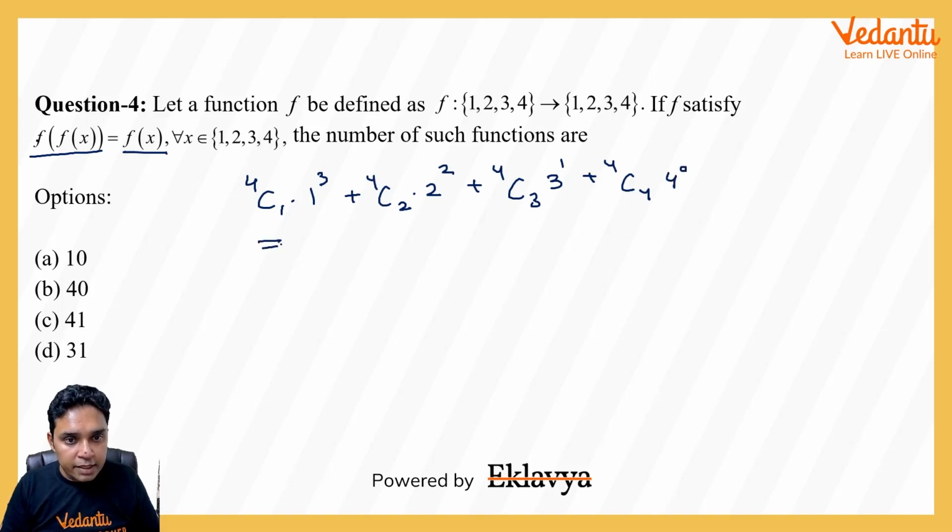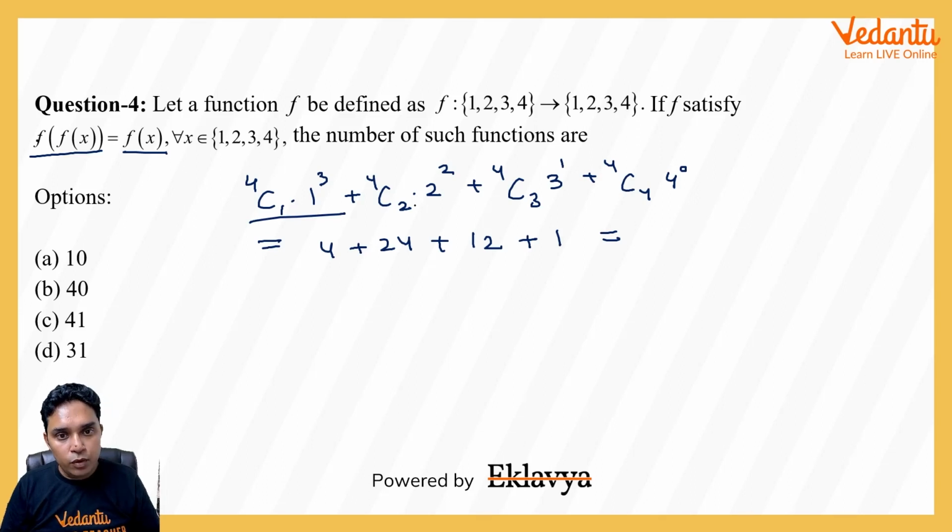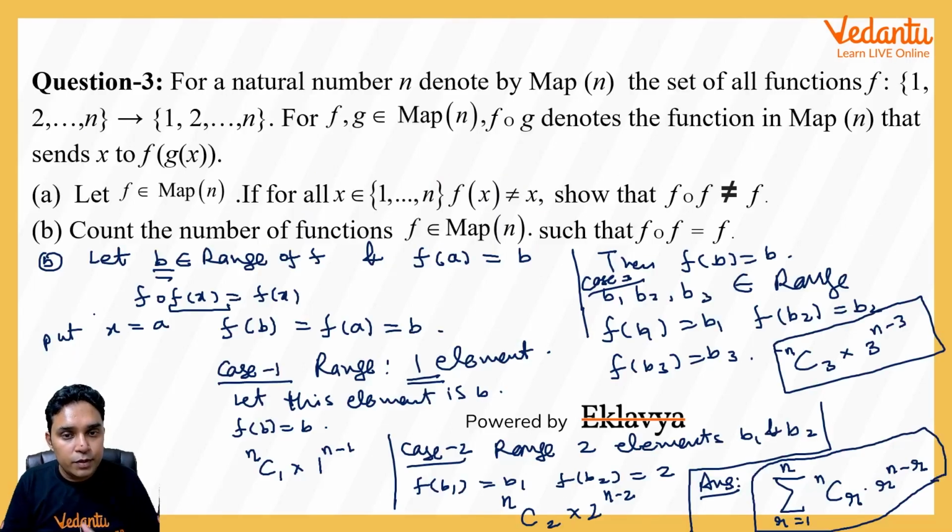So here you can see the answer will be 4 plus 6 into 4, 24, plus 4 into 3, which is 12, and 1 here. Let me check the calculation once again. 4 here, 6 into 4, 24, that's correct. 4C3 is 4, 4 into 3, 12, that is correct, and 1 here. So 36 plus 4 is 40, plus 1 is 41. So the answer for this one will be C. So that is a direct application of this question.